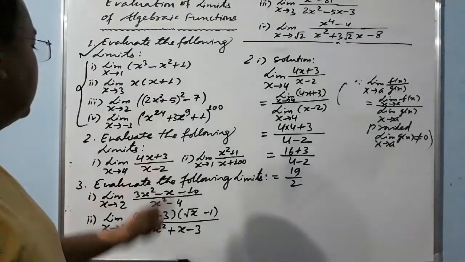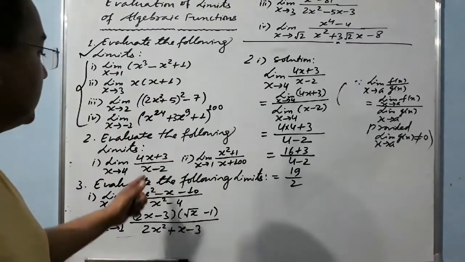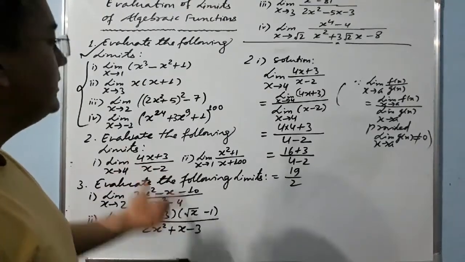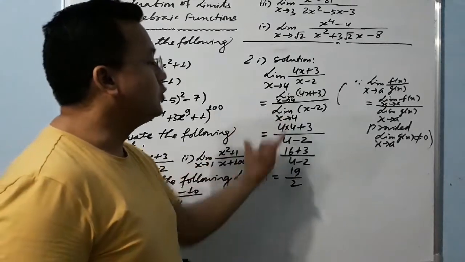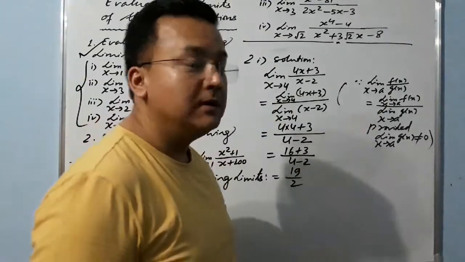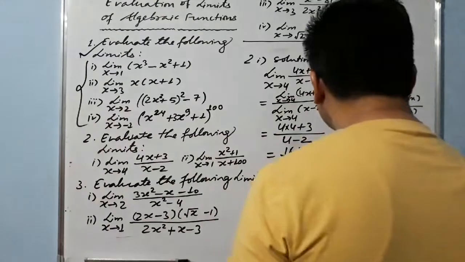4 fours are 16, plus 3, and 4 minus 2, right? If it is not in indeterminate form, then you can use it directly also, right? This I have just told you, I have written here in this form. Otherwise you may do it this way also.